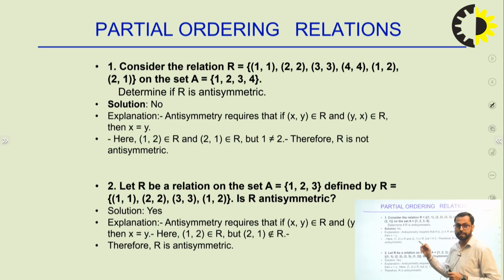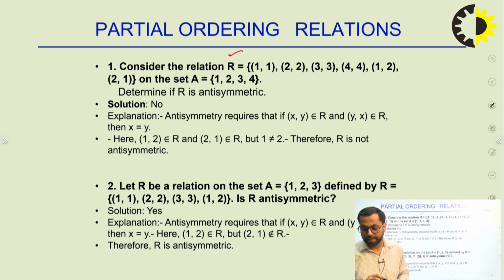So let's suppose the given question is: (1,1), (2,2), (3,3), (4,4), (1,2) and (2,1) are present in the given relation on the set elements 1, 2, 3, 4. Then we have to determine whether R is antisymmetric or not.